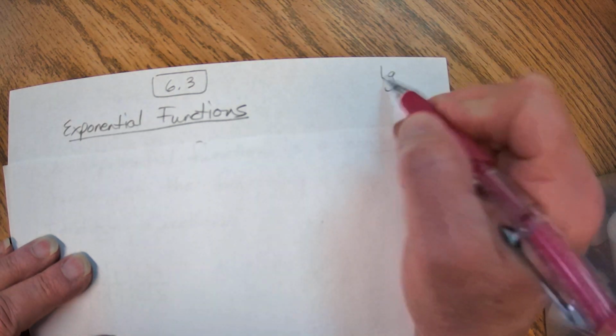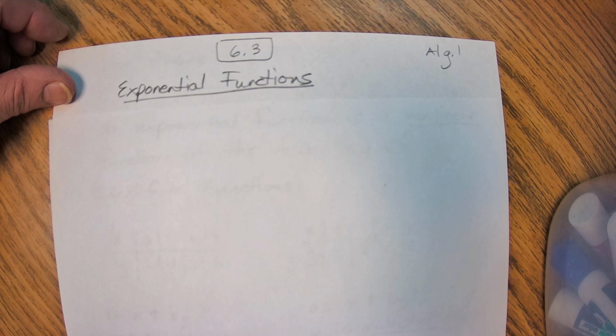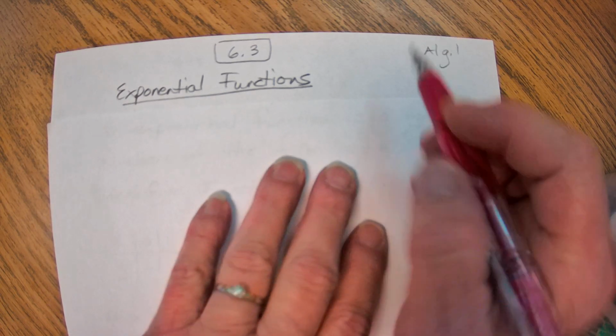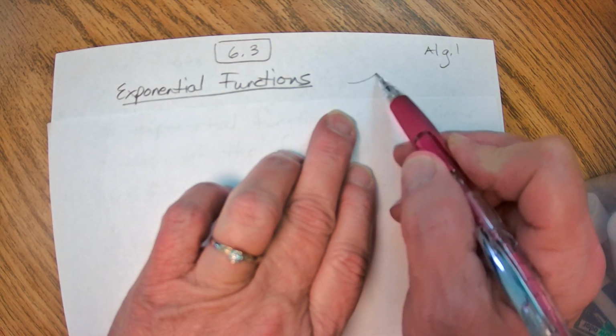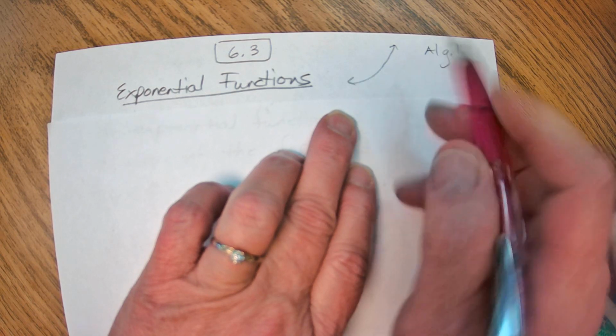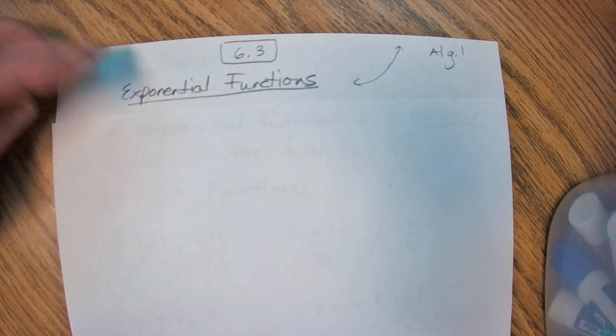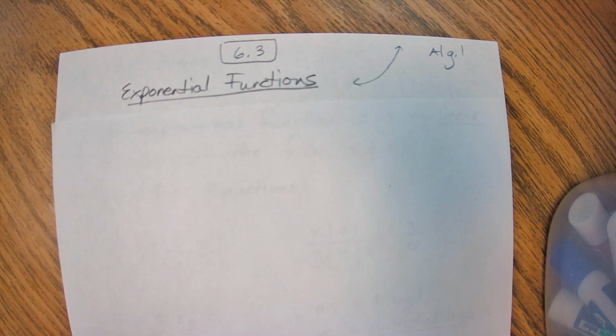Okay, this is Algebra 1, Section 6.3, and we're going to be starting exponential functions. You know that if we say something grows exponentially, that usually means it starts off slow and gets big really fast. And you can see by this little sketch that that is not a linear function. It's not a steady rate of increase.